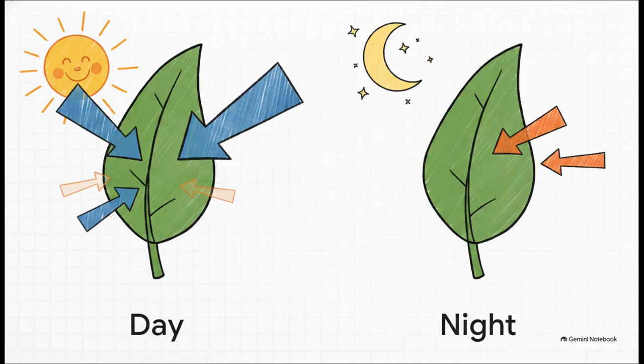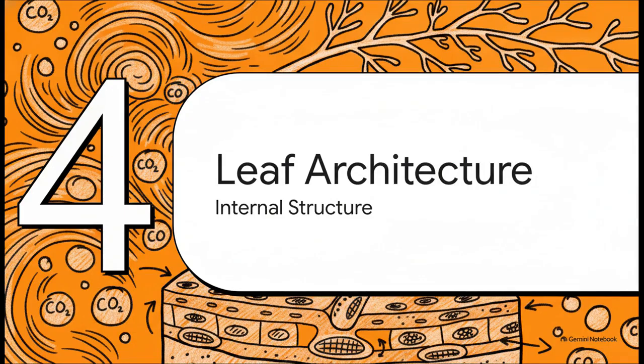This totally flips the script on what we normally think plants do, because daytime photosynthesis rates are just so intensely high, they easily overpower and mask that steady background hum of respiration. But at night, in the dark, respiration is the only game in town, so carbon dioxide diffuses out and oxygen diffuses in.